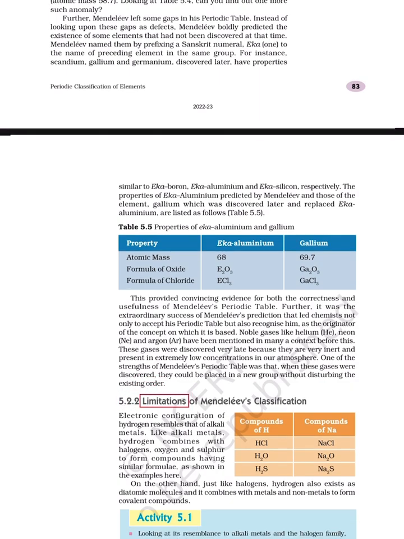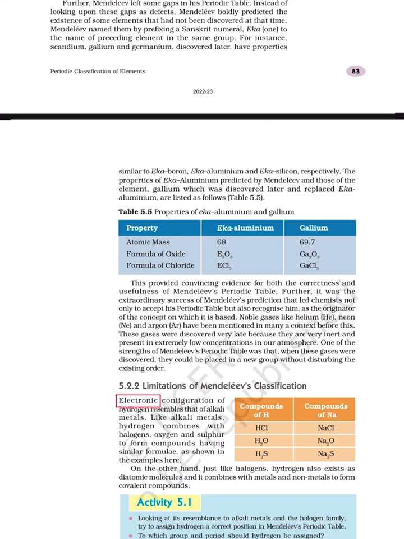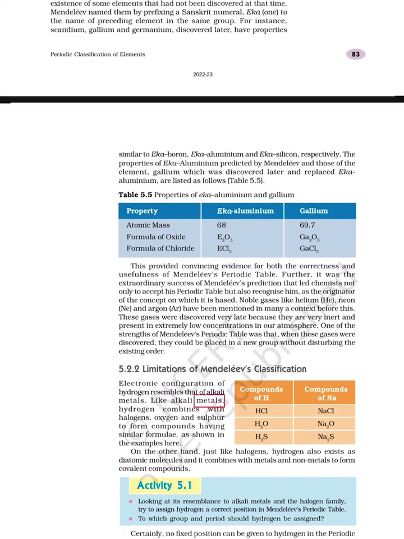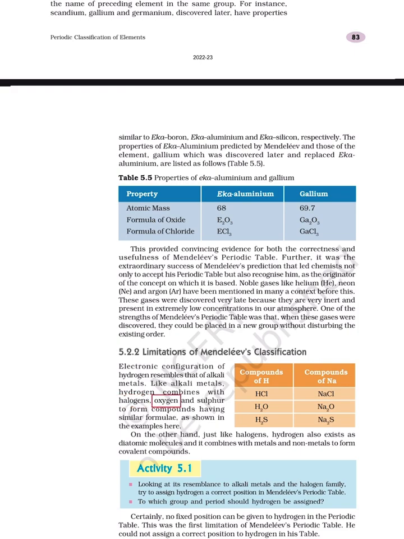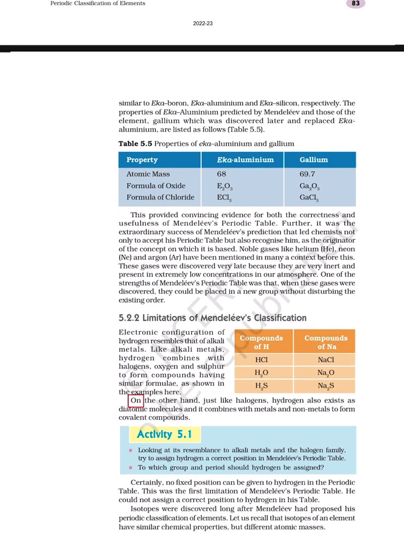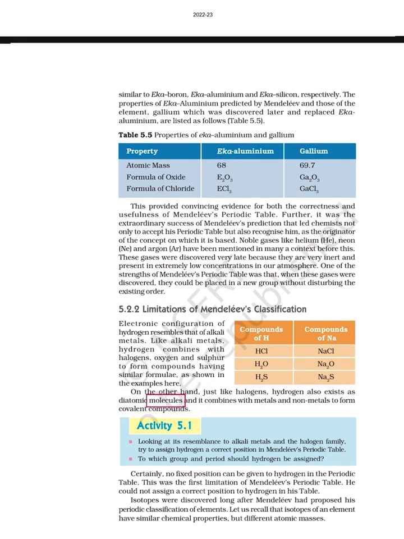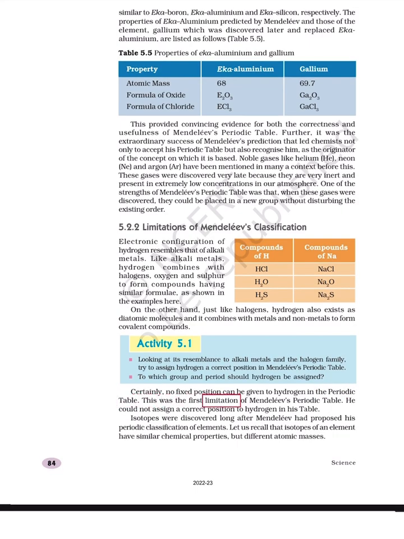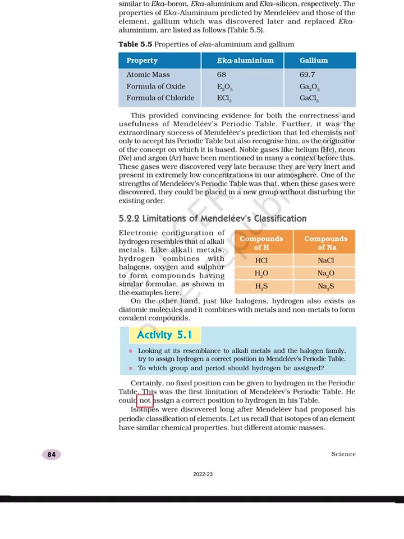5.2.2 Limitations of Mendeleev's classification. The electronic configuration of hydrogen resembles that of alkali metals. Like alkali metals, hydrogen combines with halogens, oxygen and sulfur to form compounds having similar formulae, as shown in the examples here. On the other hand, just like halogens, hydrogen also exists as diatomic molecules and it combines with metals and non-metals to form covalent compounds. Certainly, no fixed position can be given to hydrogen in the periodic table. This was the first limitation of Mendeleev's periodic table. He could not assign a correct position to hydrogen in his table.